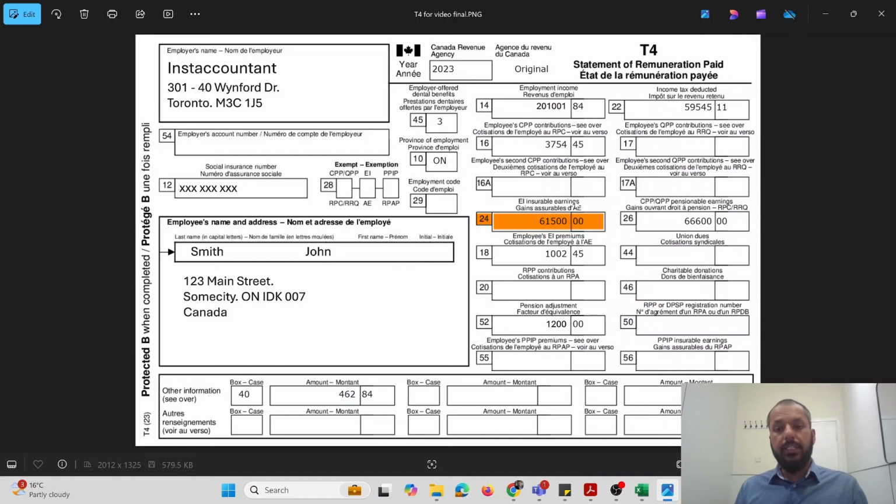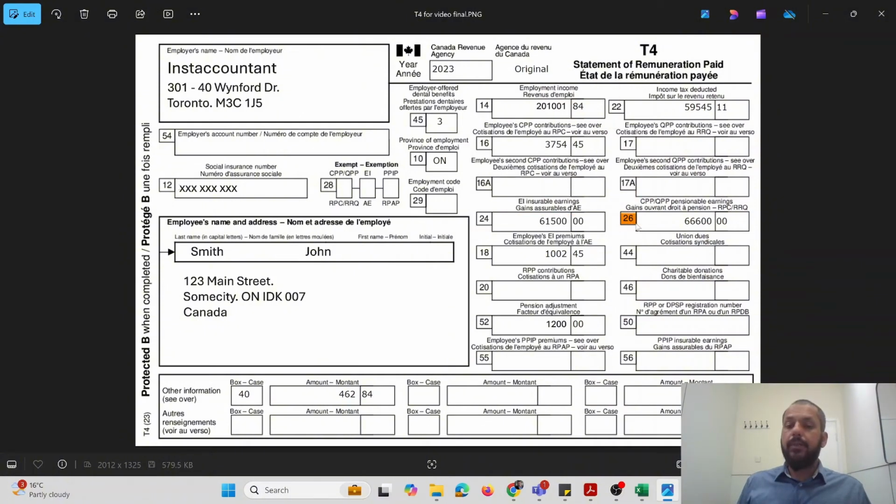EI insurable earnings. This has nothing to do with your tax return or your T4 slip. It is just showing the amount which was insurable. Every year, this amount gets revised, and the reason for showing it here is that the EI amount is calculated using it. So $61,500 was the insurable earning for 2023.